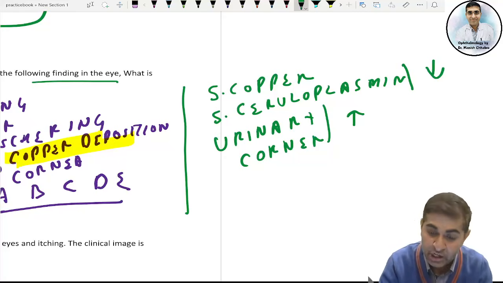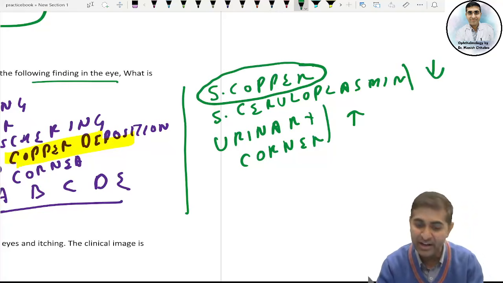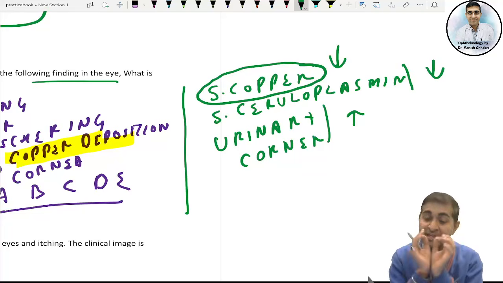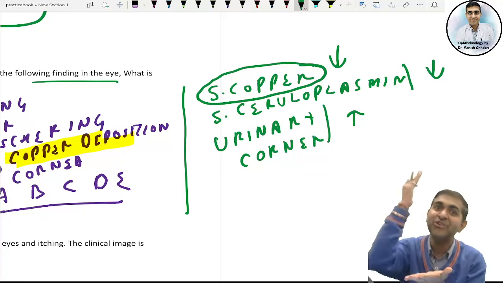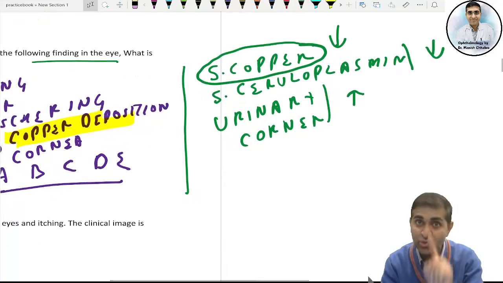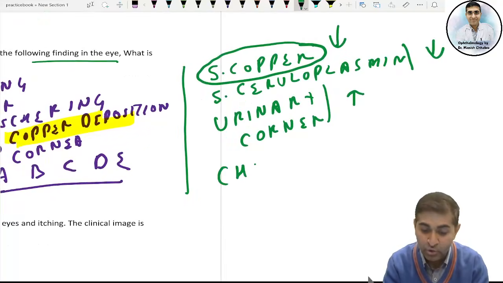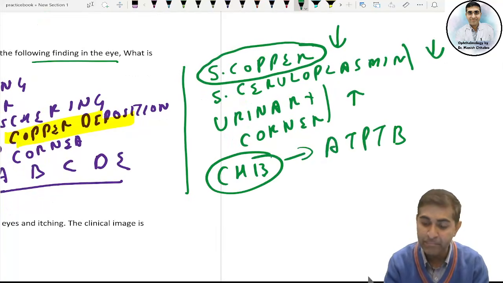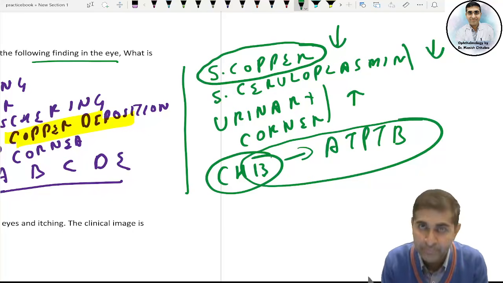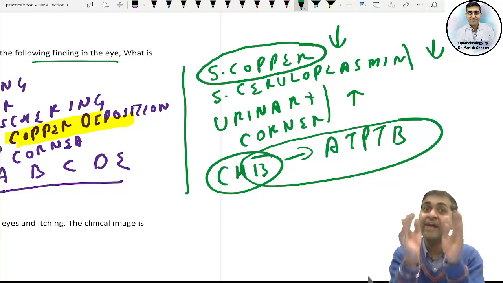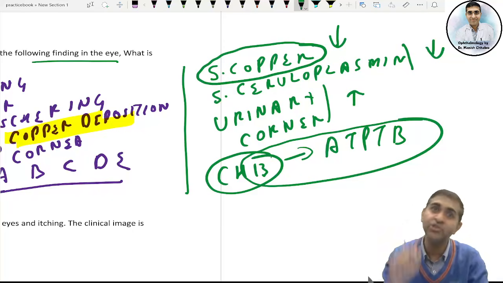So serum copper should also be increased. No, my dear friends, serum copper will also be decreased. Yes, the serum copper is carried with the help of ceruloplasmin, but since ceruloplasmin is decreased, serum copper will also be decreased. It is associated with a mutation on chromosome 13, and the gene involved is the ATP7B gene. Yes, so these are a few things that have been asked in the MCQ before.